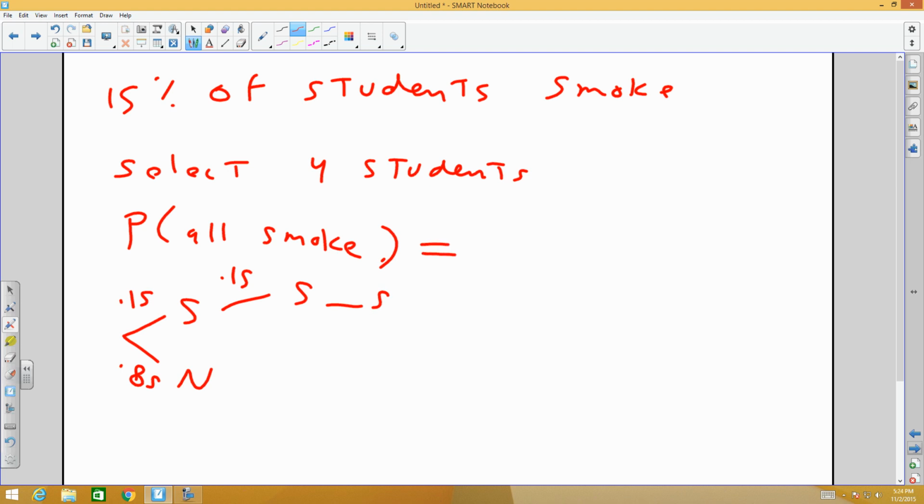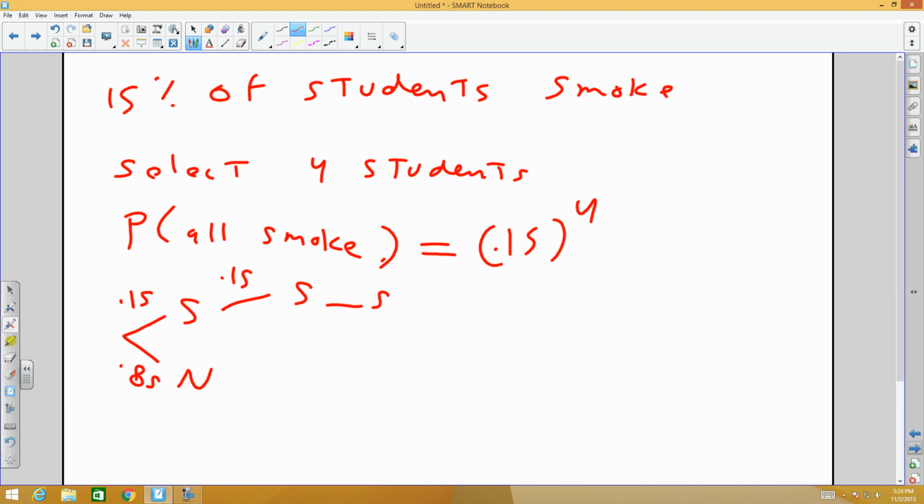Okay, now I got it. All of them will be 0.15 power 4. Simply you take the first one's chance of being a smoker, which is 15%, which is 0.15, and then multiply this 0.15 by itself 4 times, which means power 4. Okay, so that's one of the common questions.